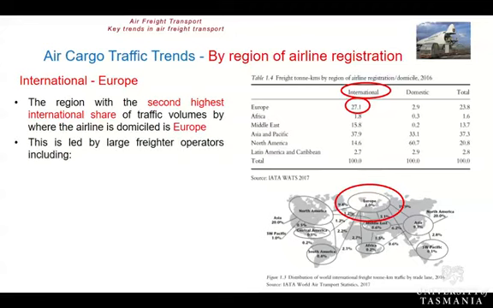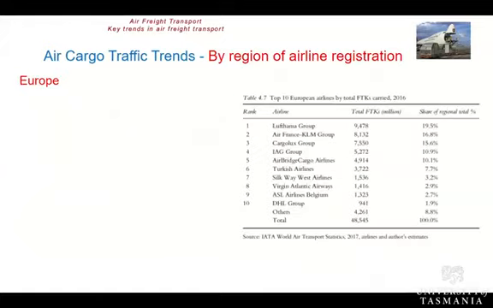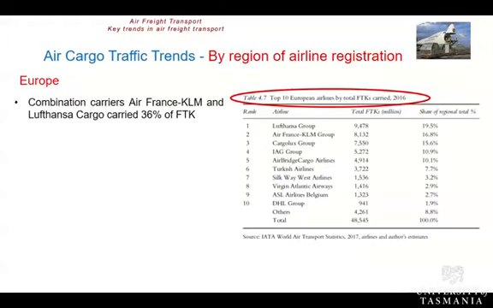This is led by, similar to Asia, but a little bit different, large freighter operations: Air France, Lufthansa and Cargolux. And I guess the difference here is that both the top 3, Air France KLM and Lufthansa, are combination airlines. In other words, they've got freighters in the fleet. Cargolux is just a freighter-only airline.